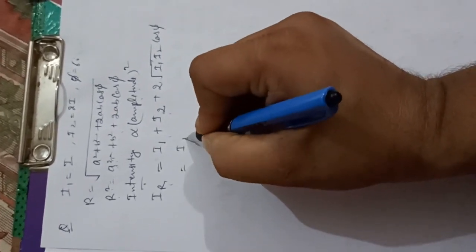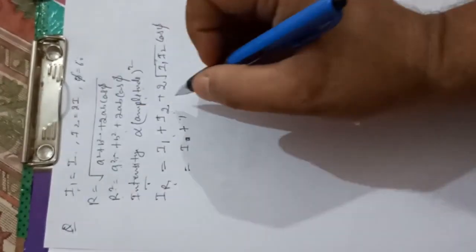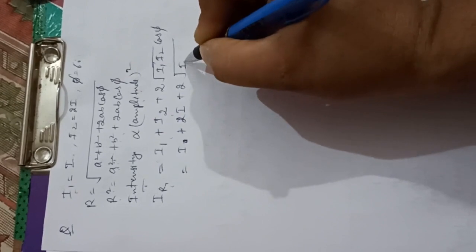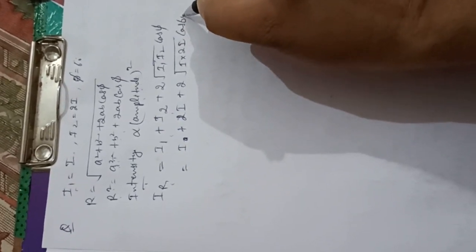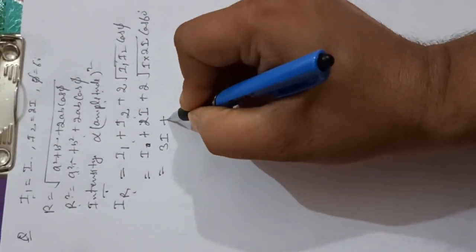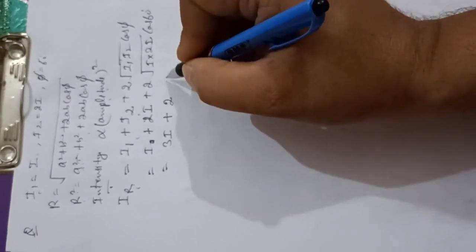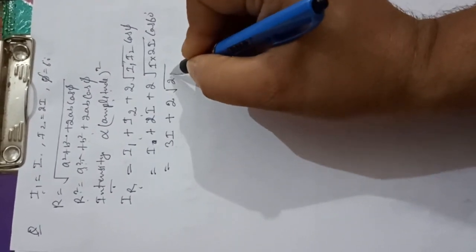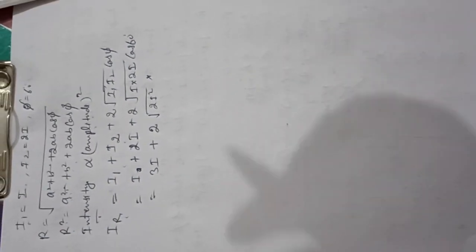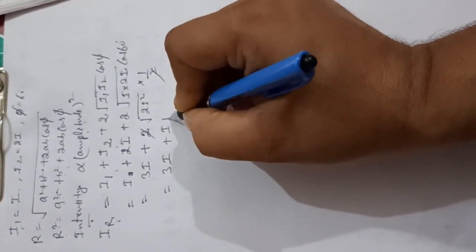Now this is equal to I1 plus I2. The value of I1 is I and the value of I2 is 2I, plus 2 into square root of I into 2I cos of 60 degrees. So this is equal to I plus 2I, 3I, plus 2 into square root of 2I square into cos of 60 degrees. Its value we will put as 1/2, so 2 and 2 cancel, and this is equal to 3I plus I root 2.